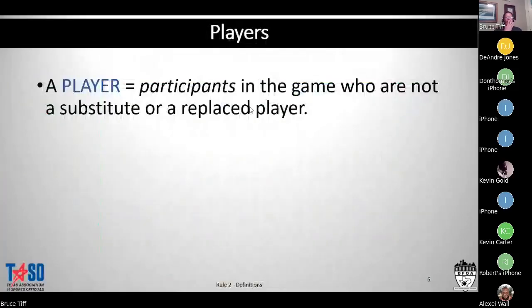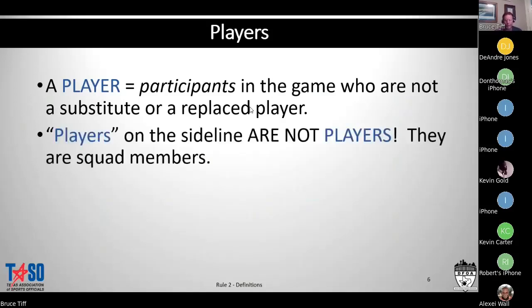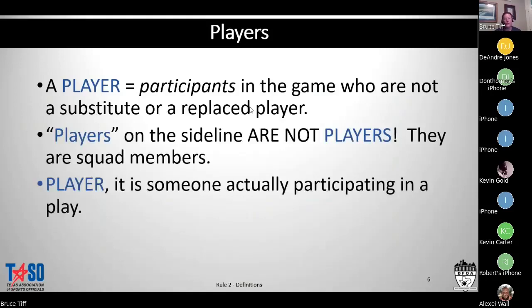Okay, let's talk about a player. If you caught this on the previous slide, I didn't call the people in the team area players. I called them squad members. That's because a player is a participant in the game who's not a substitute or a replaced player. We're really talking about those players that are on the field. Players on the sidelines, we don't technically call them players. They are called squad members. And as I mentioned, a player is somebody who's participating in the play.